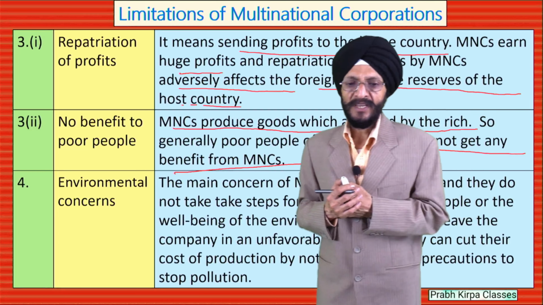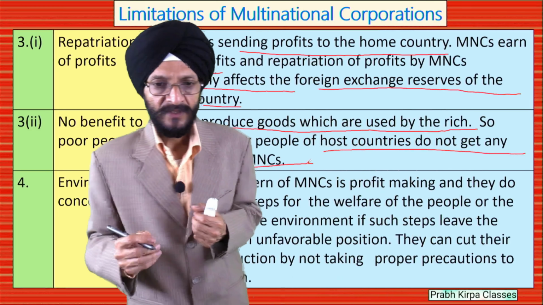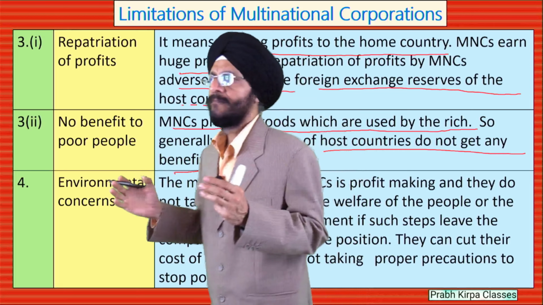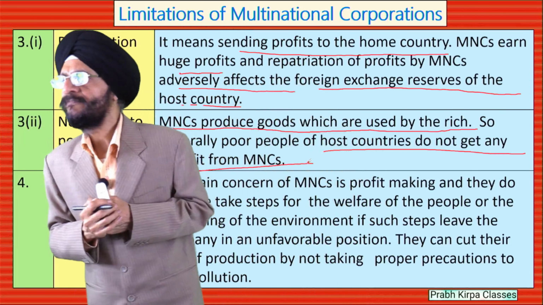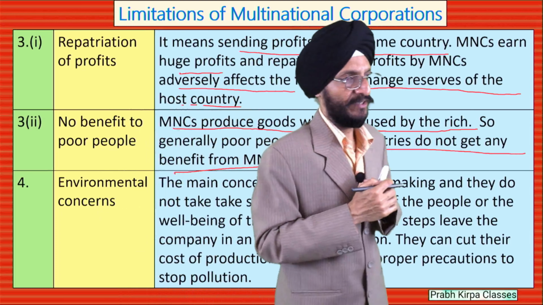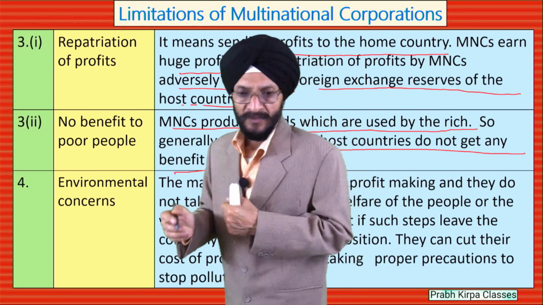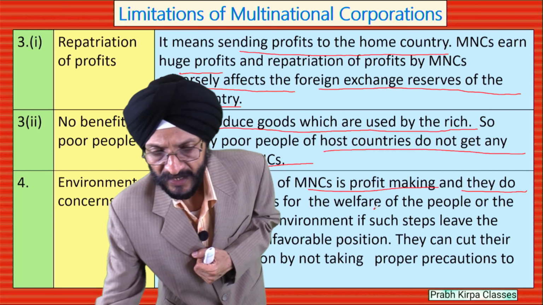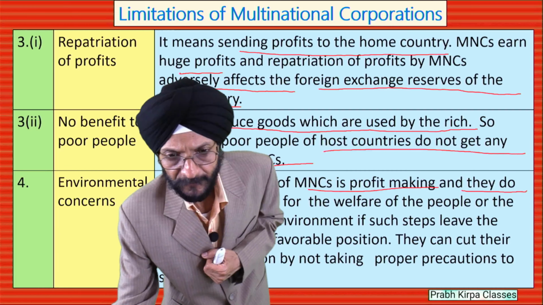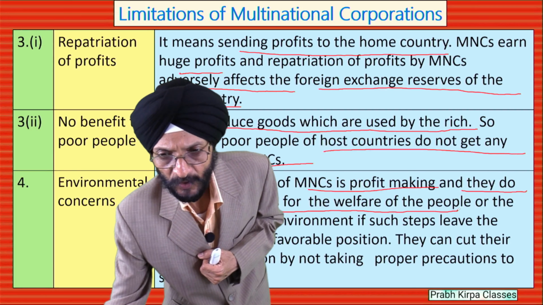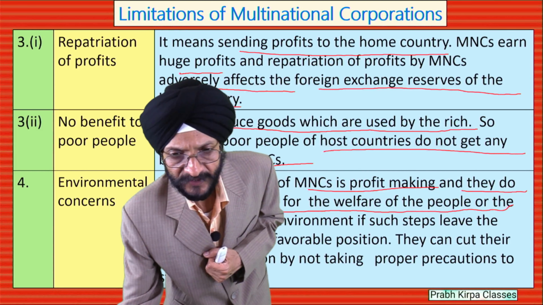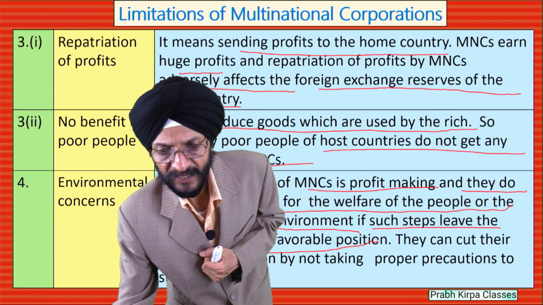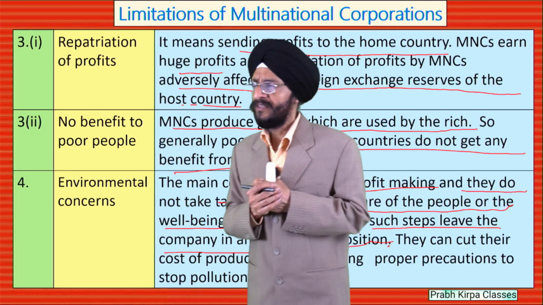Next point is environmental concerns. What is the aim of the multinational companies? As already told, their main aim is market maximization and profit maximization. The main concern of MNCs is profit making, and they do not take steps for the welfare of the people, for the well-being of the environment, if such steps leave the company in an unfavorable position.